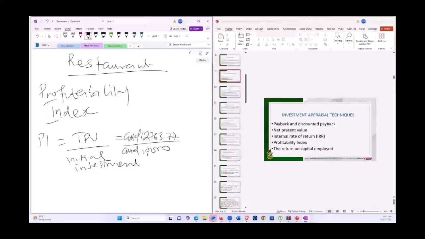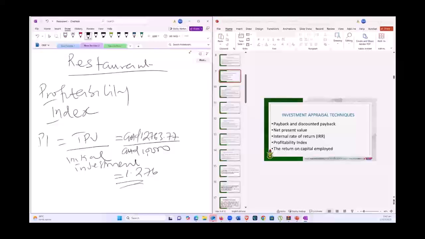10,000. So you express the two as a ratio. You divide 12,763.77 by 10,000. That gives us what? 1.276. Is it greater than 1? It's greater than 1. So the project is viable.